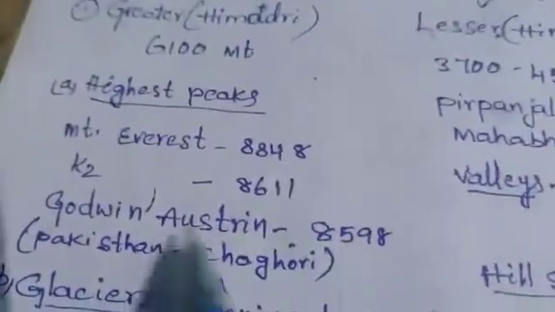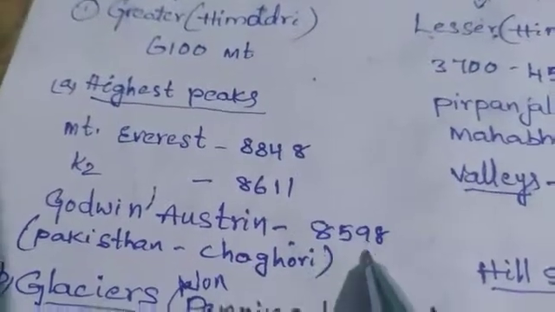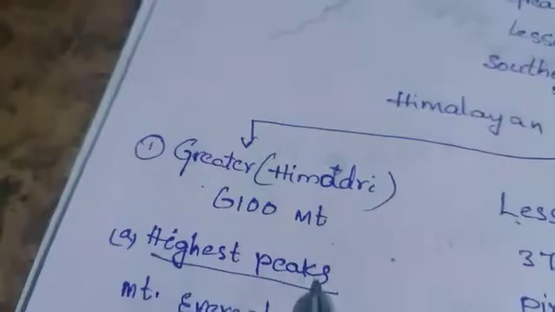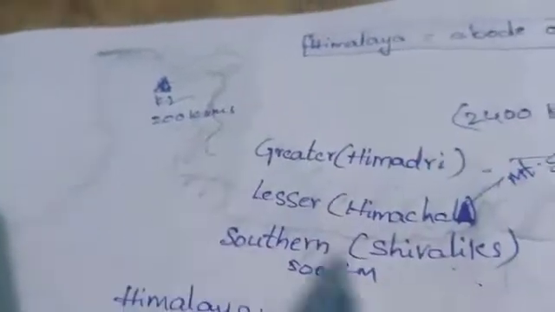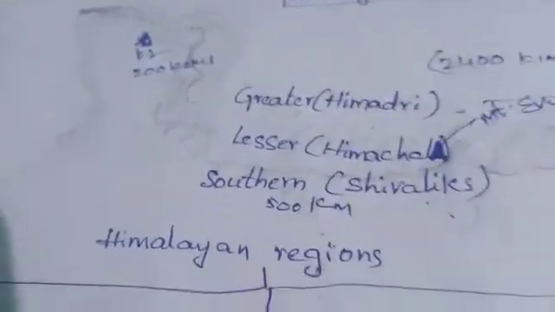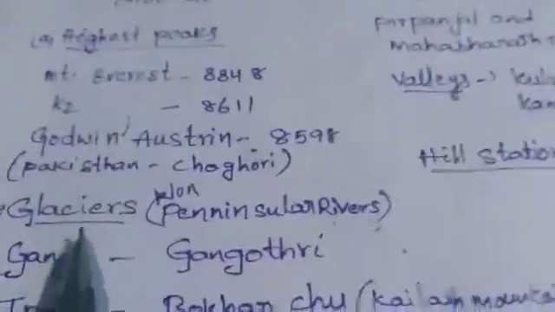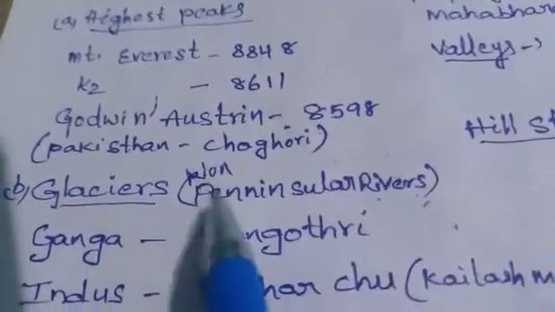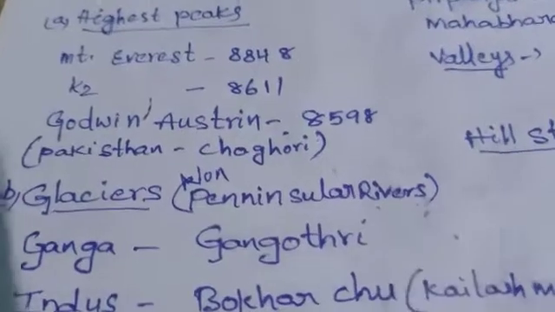Godwin Austen, in Pakistan, it is also called Chogori. The height of Godwin Austen is 8,598. So I told you already, the highest peaks and highest area are located in the Greater Himalayas. Most of this area is covered with glaciers. Glaciers means ice mountains. So glaciers are the main origin of rivers, non-peninsular rivers.